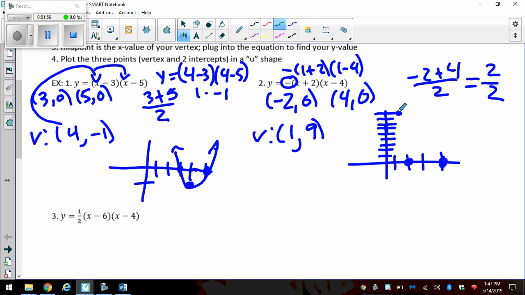Oopsie, I plotted that one wrong. It was negative 2. And there's that one.